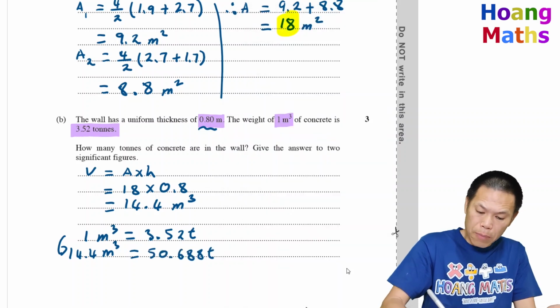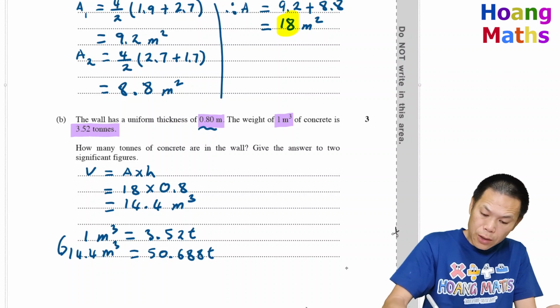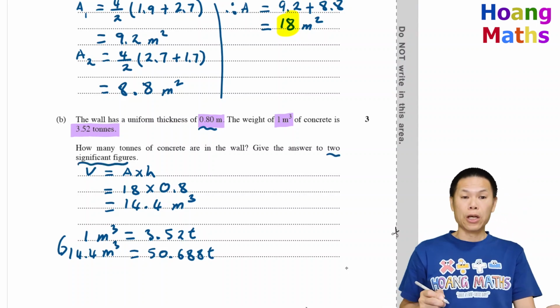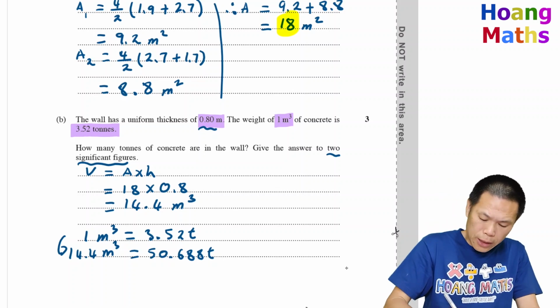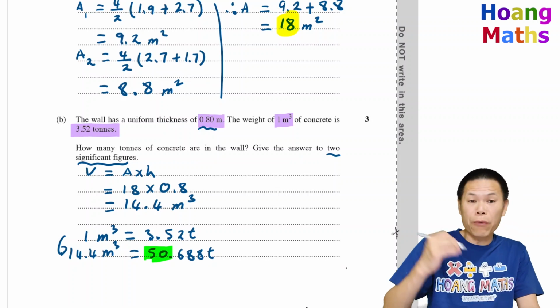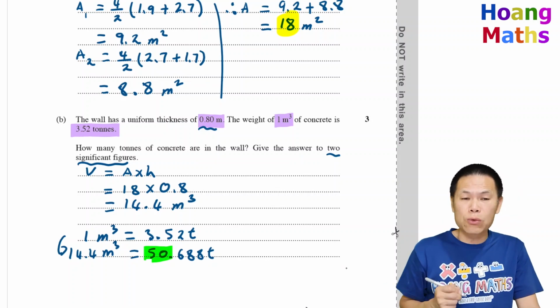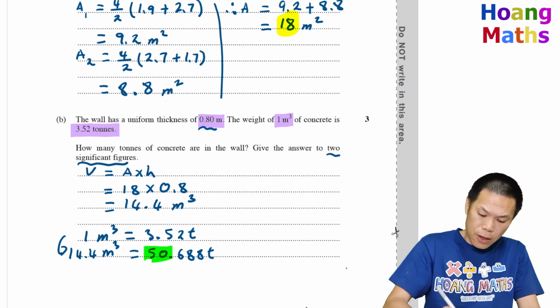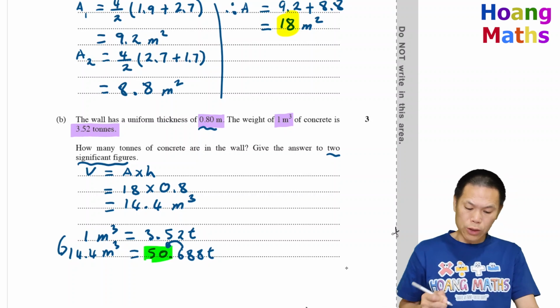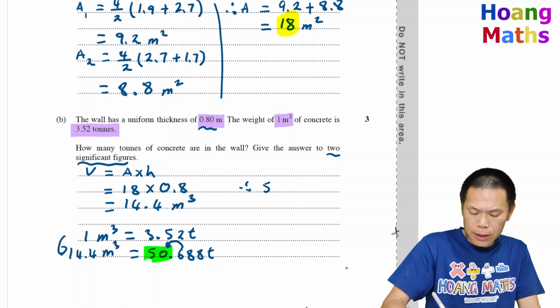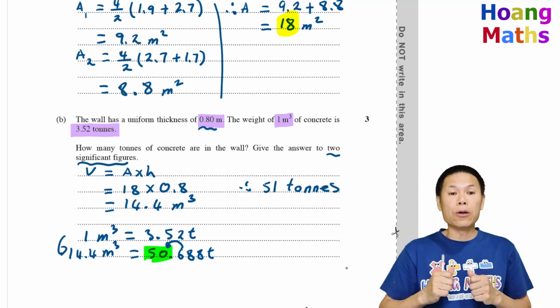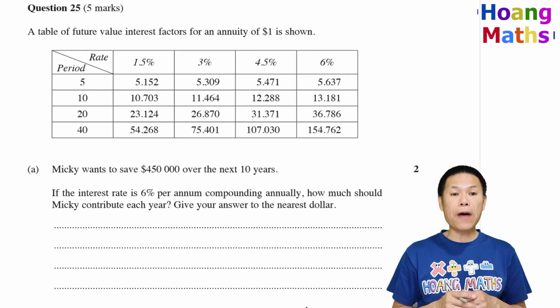50.688 tons. But we need to answer in 2 significant figures. In other words, we just write up to 2 digits. So that is this one here, 50. But before we write that, of course, 50 is 1 significant figure, so keep that in mind. The digit after 0 is 6, which is halfway onwards, so instead of 50 it is 51 tons. So there you go.